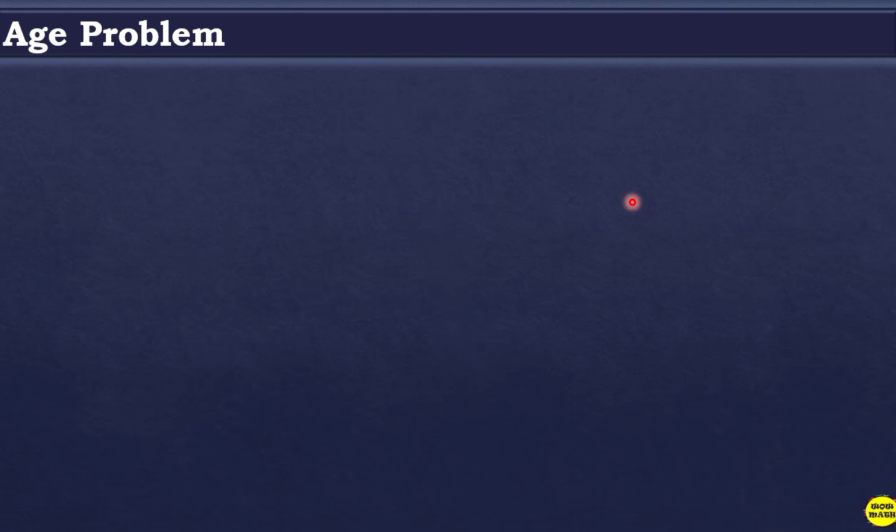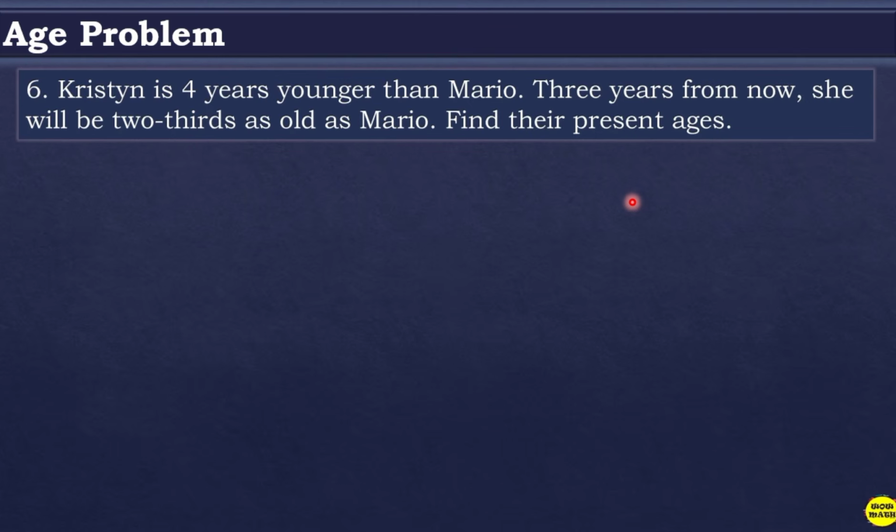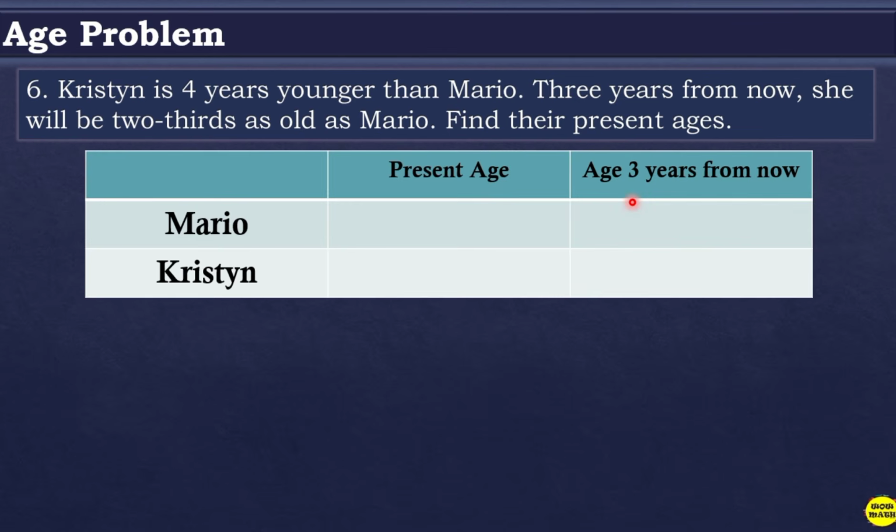Okay, next. Let's proceed to the age problem. Christine is 4 years younger than Mario. 3 years from now, she will be 2/3 as old as Mario. Find their present ages. So, ang gagawin mo dito, mas maganda kung i-represent mo siya using table. Okay? Para makita mo kagad. Now, i-represent muna natin yung present age nila.